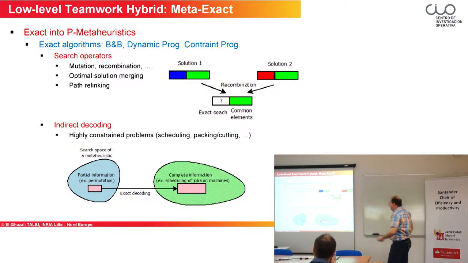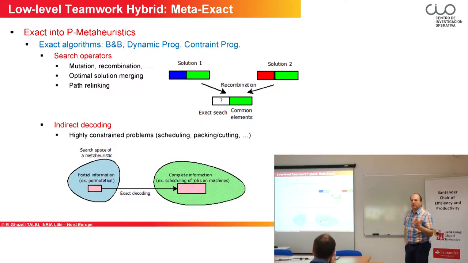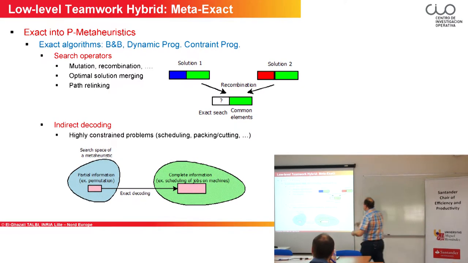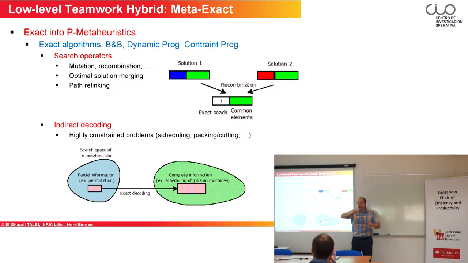And this is, you know, the problem with metaheuristics: how to handle constraints. This is really a huge problem. If you have a lot of constraints, for instance, in scheduling problems, in packing, cutting problems, you will never use a complete representation of the solution. You will use what we call indirect decoding. What do I mean by that?